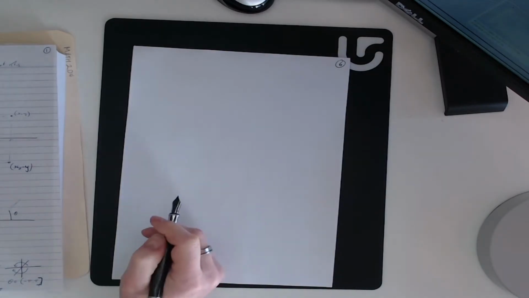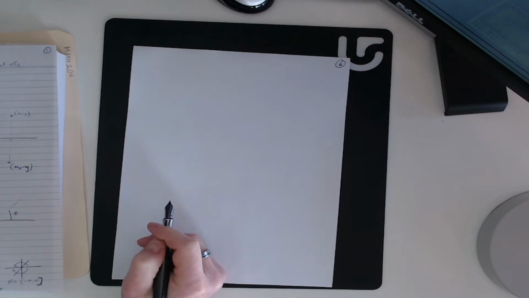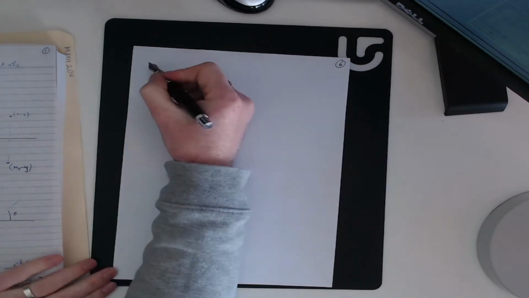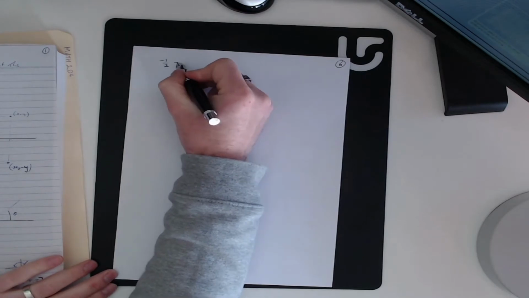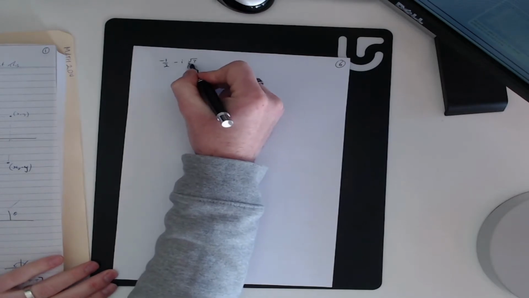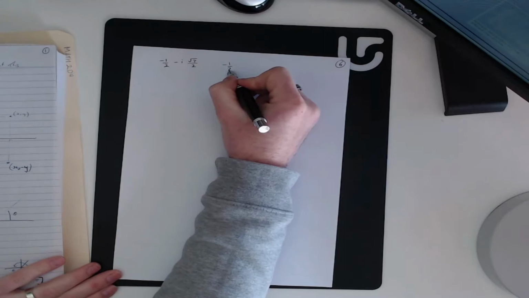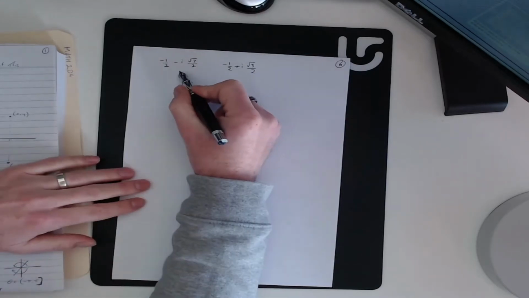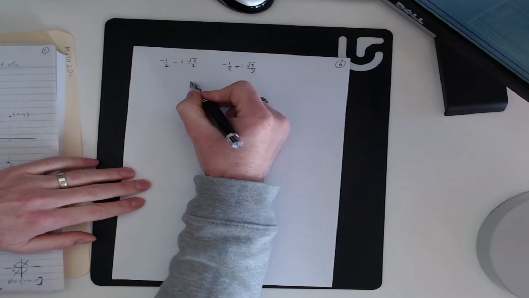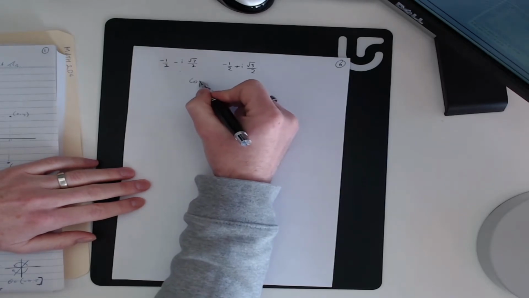Okay, so an important thing. These two roots are represented as minus 1/2 minus i over 2 and minus 1/2 plus i over 2. And these two things are related. They're related by something called complex conjugation.